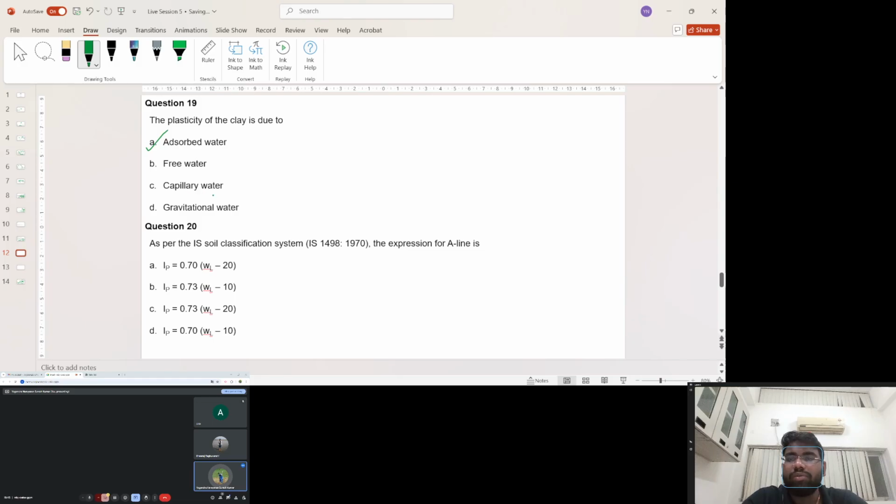So capillary water contributes to the negative pore water pressure. Water will be in tension. Gravitational water and free water are analogous. So the main aspect governing the plasticity of the clay is adsorbed water, which indirectly governs the plasticity index. Any doubts? I think these are straightforward questions. So some questions are directly straightforward. That's why I'm going pretty quickly.